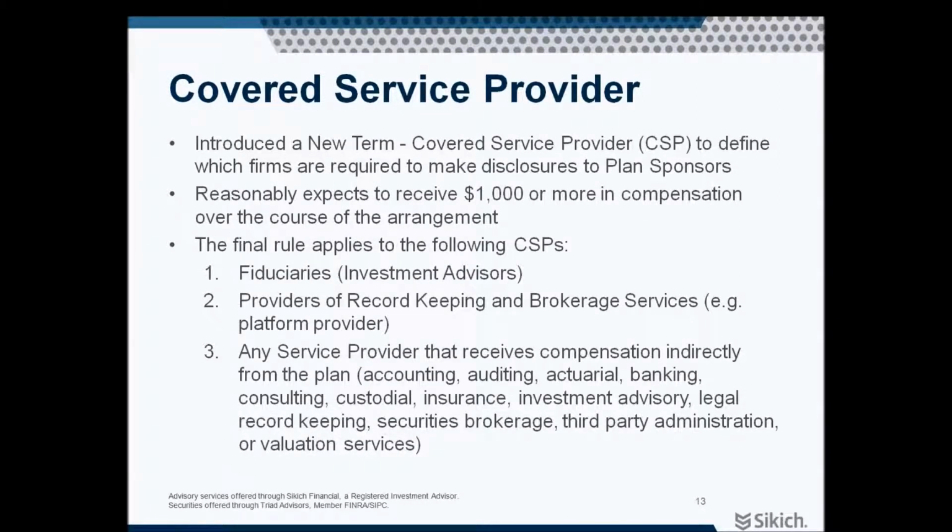The new act also introduced a new term, which is a covered service provider, or a CSP. And this defines which firms are required to make disclosures to you as the plan sponsor. So basically, a covered service provider is anyone who reasonably expects to receive $1,000 or more in compensation over the course of the arrangement. The final rule applies to the following covered service providers. Fiduciaries, investment advisors, providers of record-keeping and brokerage services. And what brokerage services means, it's actually your platform provider, or any service provider that receives compensation indirectly, which is a key term here, indirectly from the plan, whether that is providing services for accounting, auditing, actuarial, banking, etc. But the key phrase there is indirectly.